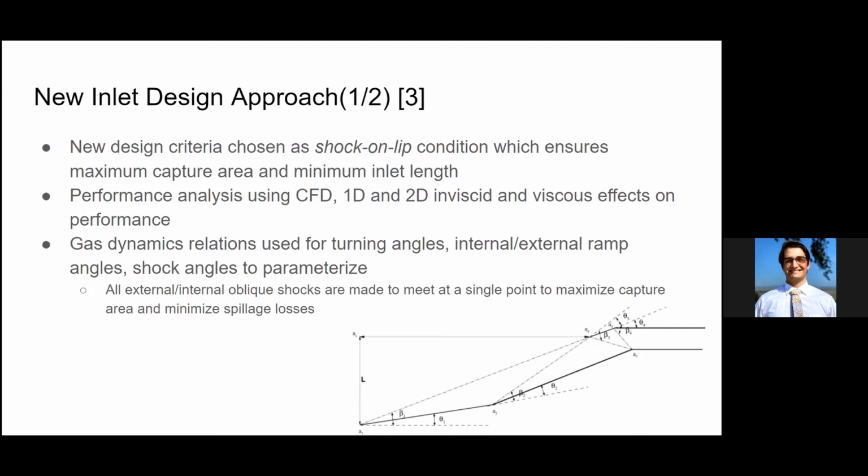Next, a new inlet design approach that we found pretty interesting. The criterion chosen for this paper was shock-on-lip conditions, which maximizes the capture area and minimizes the inlet length. The performance analysis they did was using CFD, both in 1D and 2D, with inviscid and viscous effects to see how they would impact performance. Then they used gas dynamics relations for turning angles, internal and external ramp angles, and shock angles in order to parameterize the problem. Basically, in a shock-on-lip condition, all the external and internal oblique shocks are made to meet at a single point in the design phase to maximize the capture area and minimize spillage losses.